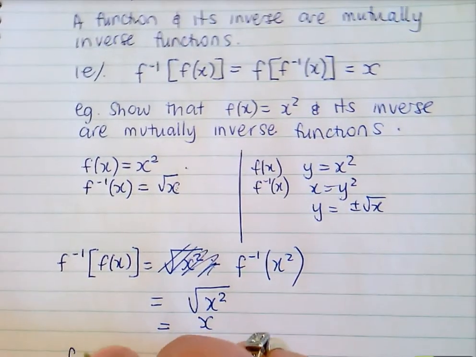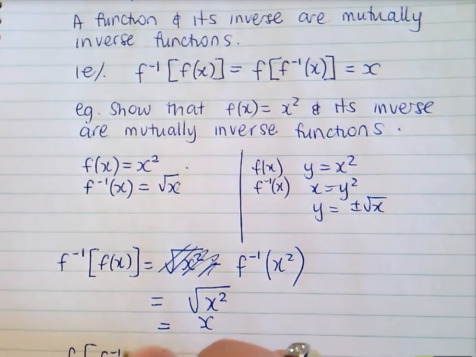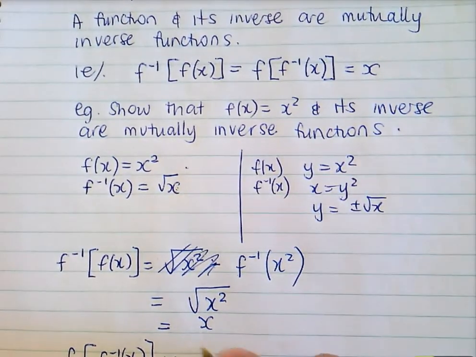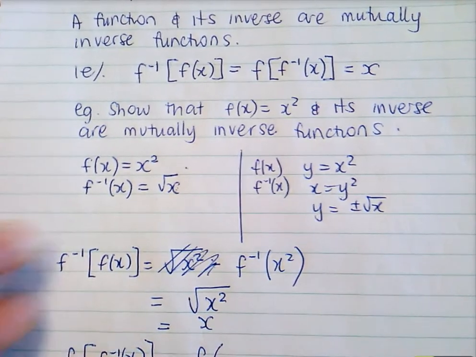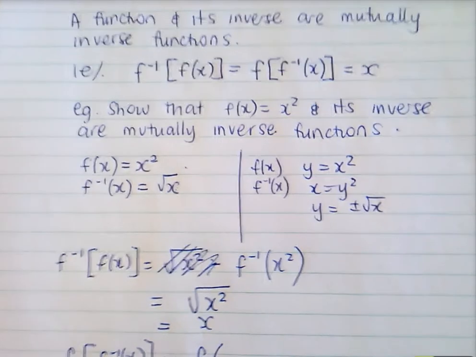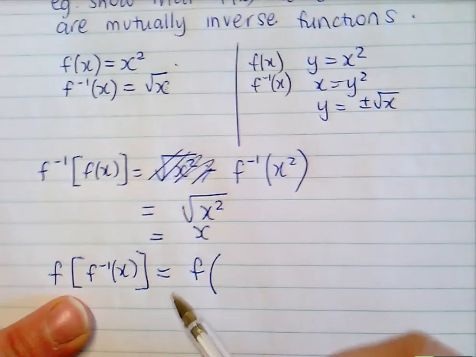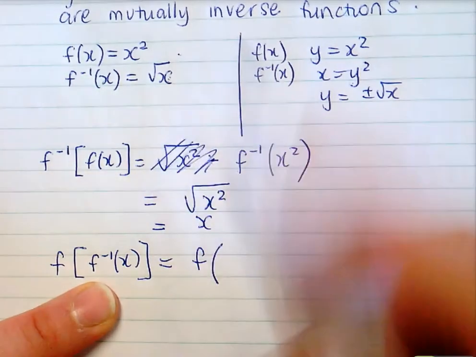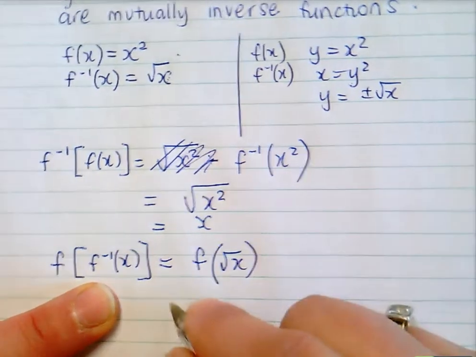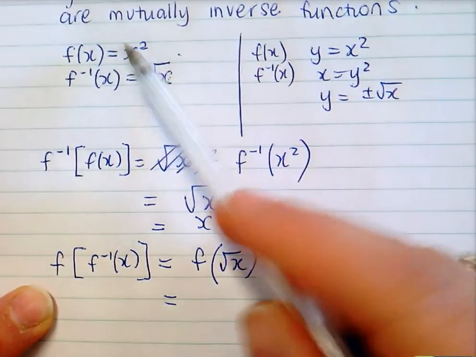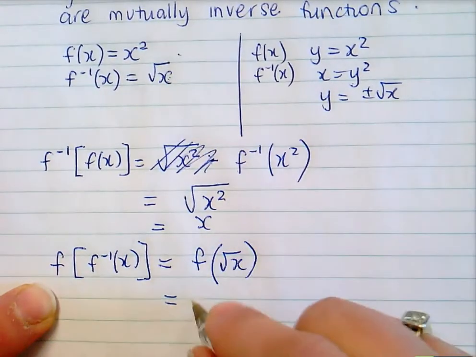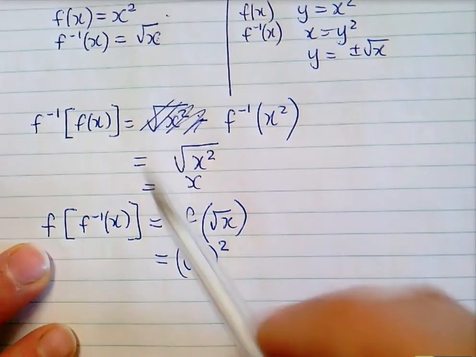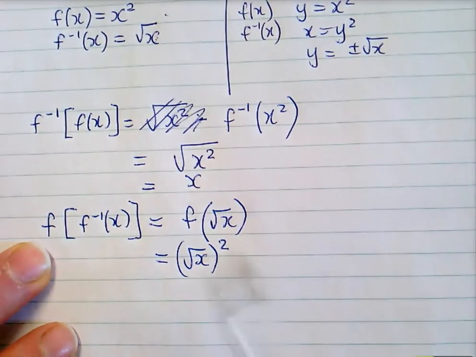Okay? The function of the inverse function, now the function is telling me to square. So it's the function of, what's the inverse? This is asking me to do the function of this inverse function. Now the inverse function is square root x. Now the function is telling me to square. So I've got square root of x, squared. The function is telling me to square.